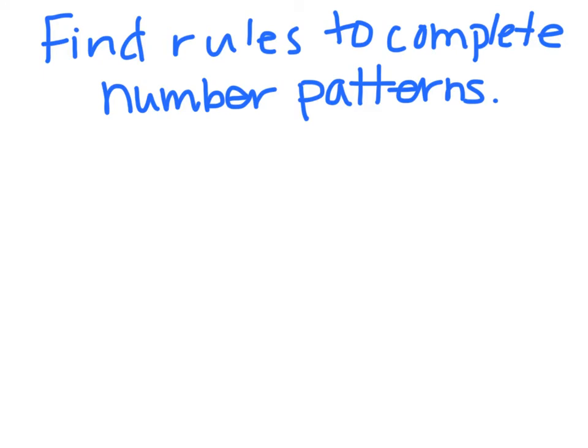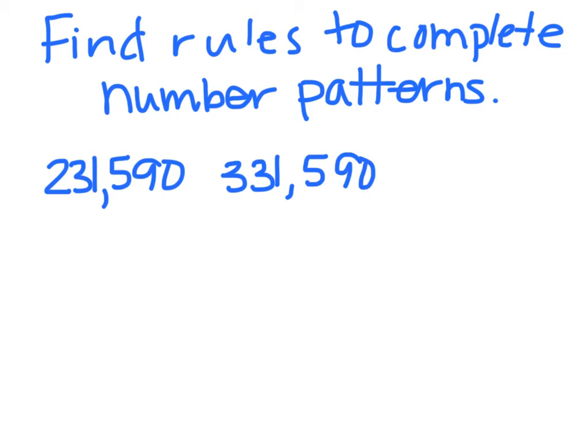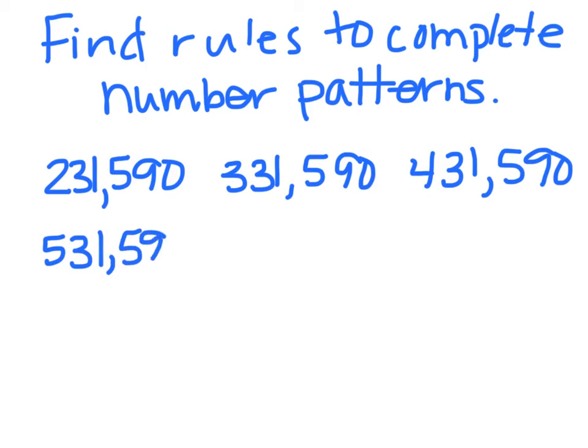Let's move on to the next concept in this chapter. Now we're going to find rules to complete number patterns. Here's our first pattern that we'll begin with. It starts with the number 231,590. The next number is 331,590. It's followed by 431,590. The next number in the pattern is 531,590. So to get to the next number in the pattern, we need to add 100,000 to the previous number.